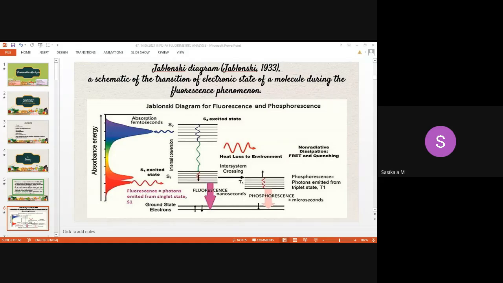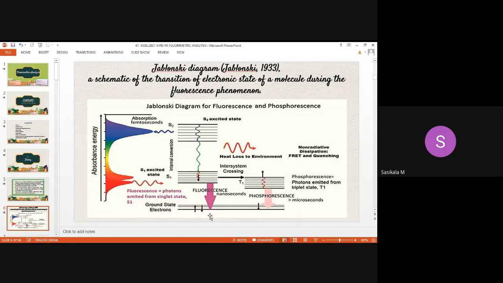Okay, let's proceed now. So what diagram are we going to discuss now regarding the fluorimetric method? The Jablonski diagram. This diagram describes the theory behind fluorimetric analysis.